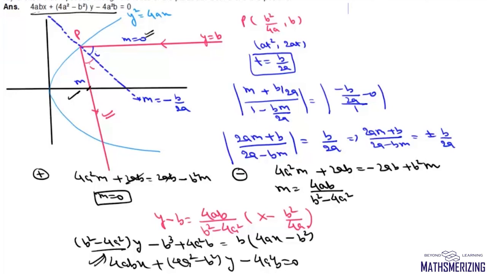So we know that the focus of this parabola is a comma 0. So we'll put the value of x as a and the value of y as 0. Then we can write this as 4a square b plus 0 minus 4a square b, which is 0. So that means this line for any value of a and b will always pass through a comma 0, which is the focus of this parabola. So any ray which is parallel to the axis of this parabola will always pass through the focus of the parabola.